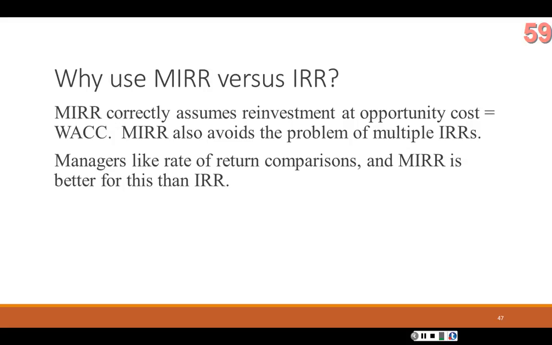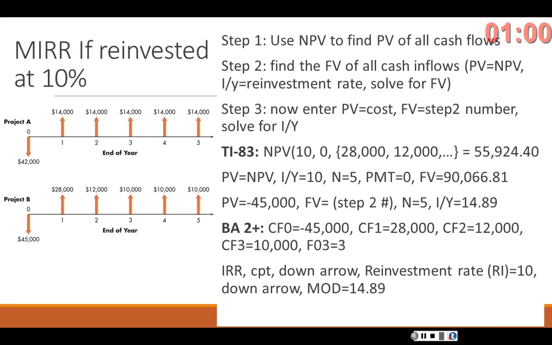Calculating modified internal rate of return, however, is not simple. There are multiple steps involved. First, you have to calculate the present value of all cash inflows. Then you use the present value to calculate the future value. The third step is enter in the cost of the project as the present value, and the future value is the value you calculated in step number 2, and you solve for the interest rate. So we can do this example. Same projects we've been looking at.